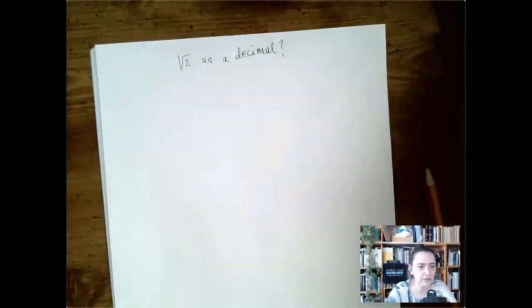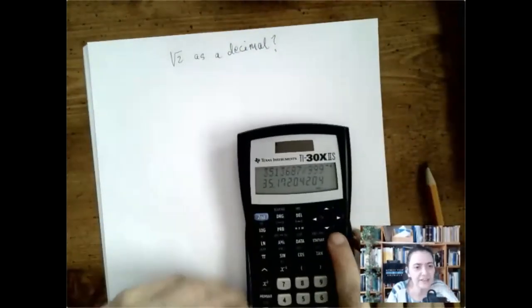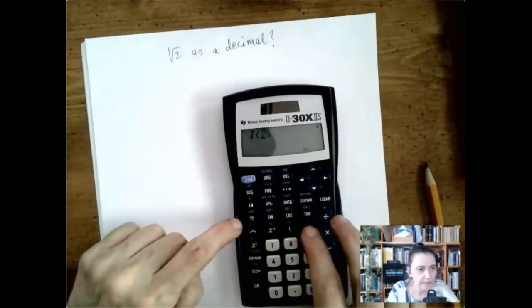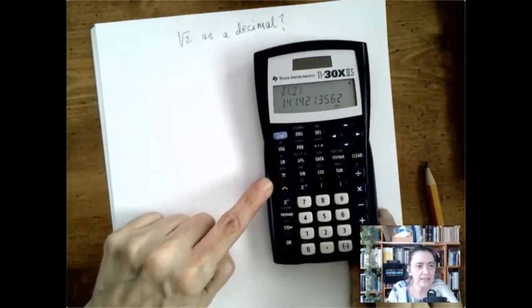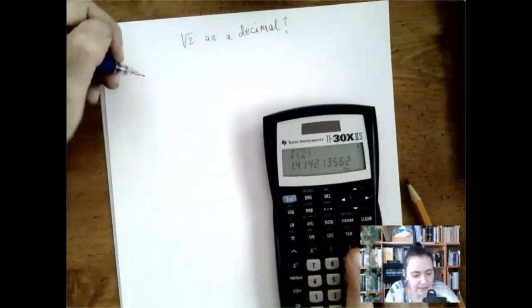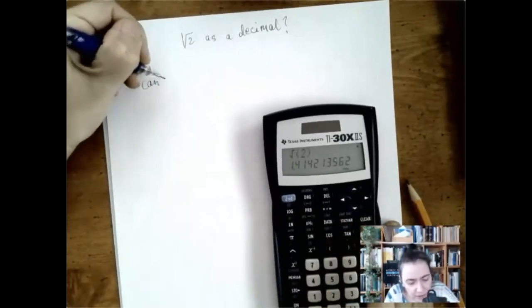Now, the calculator, you can enter square root of 2, but that doesn't tell you anything. We can say it's a long decimal, but it could be long and terminating or long and repeating or nothing. So the calculator does not tell us anything. Can it repeat? Or can it terminate?